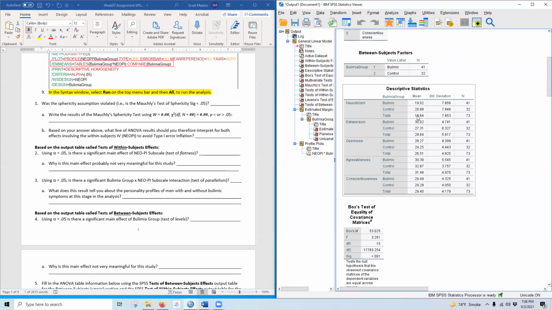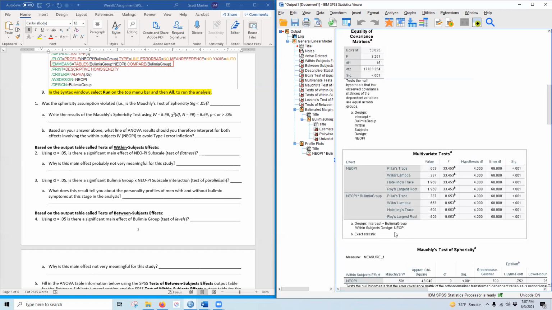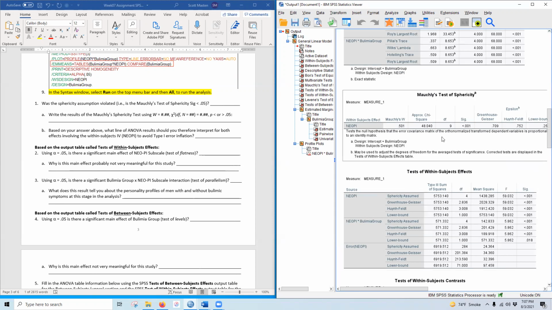These are the means that are actually for the main effect of the within subjects factor. They're combined across the two between groups. Not very meaningful usually. So here's Mauchly's test of sphericity. And Mauchly's test of sphericity tests two assumptions: that there's homogeneous variances and that there's homogeneous covariances. And it's an assumption that's often violated.